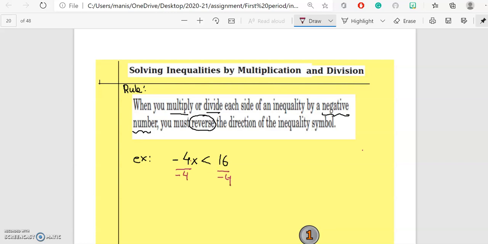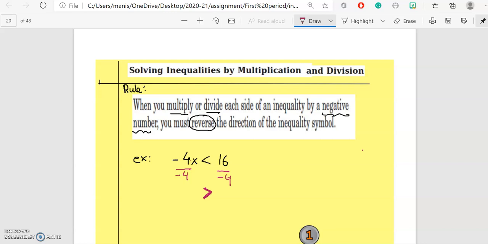Now let's read our rule. When you multiply or divide, in this example I'm dividing each side of an inequality by a negative number. You see, I divided by a negative number, so you must reverse the direction. The direction of this inequality symbol I should reverse. It was going in the right direction, and I change it to the left direction. I have to keep this in mind whenever I am solving inequalities by multiplication and division.